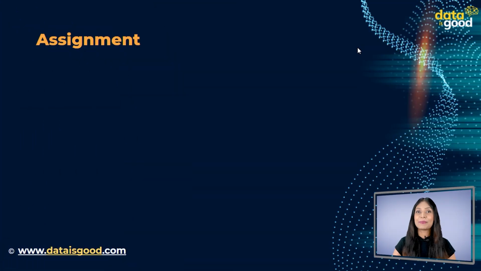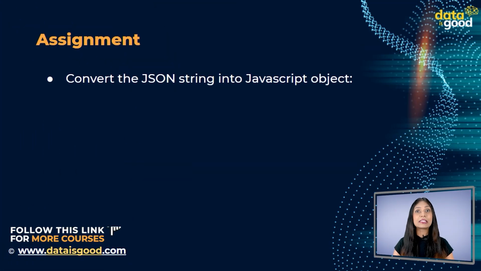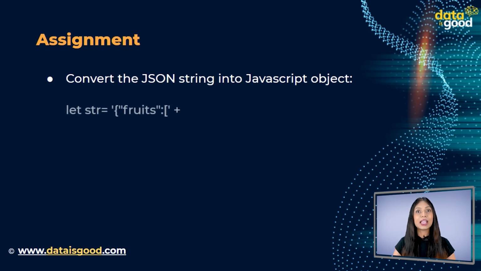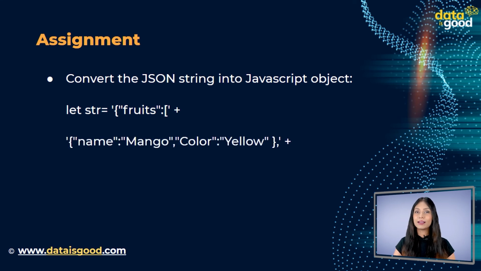And here is an assignment for you. Convert the JSON string into a JavaScript object. Let str equal to fruits: name mango, color yellow; name apple, color red.